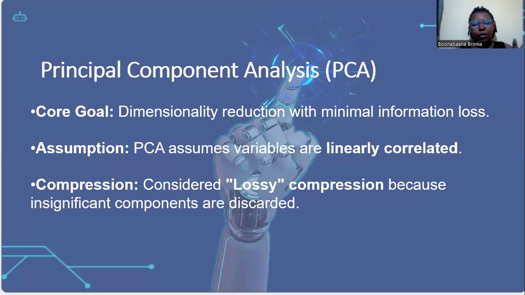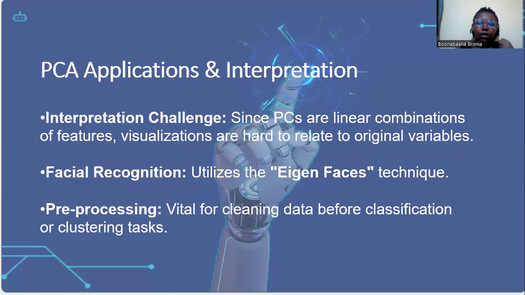So lastly, the last concept of this machine learning course was principal component analysis, whose core goal is dimensionality reduction with minimal information loss. And it assumes that variables are linearly correlated, so not quadratic. And it is considered lossy compression because insignificant components are discarded. Its applications include interpretation challenges, facial recognition, and preprocessing, to mention but a few.